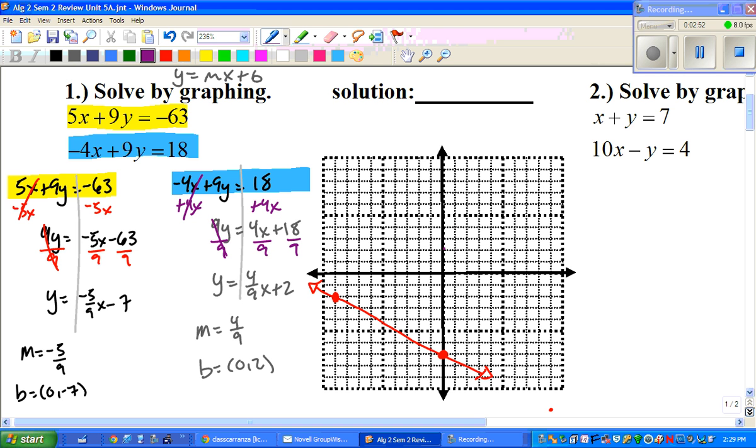Okay, so starting at 0, 2, I'm going to go up 4, right 9, and then I'm going to go down 4, left 9, and then right away we find out where they meet. Draw your line, and our solution is the point negative 9, negative 2. Okay.